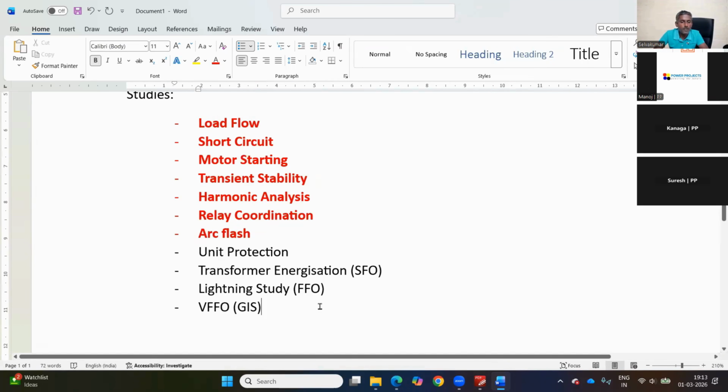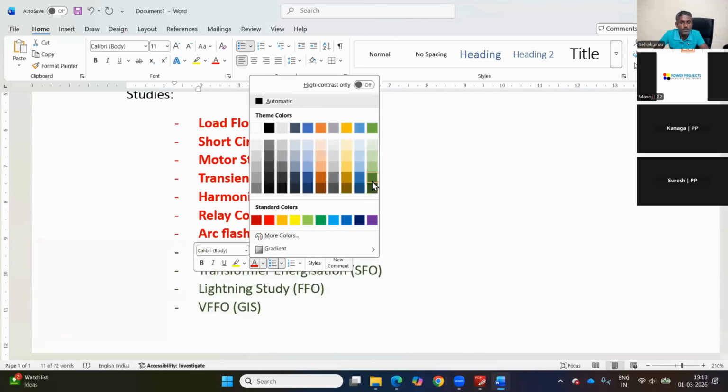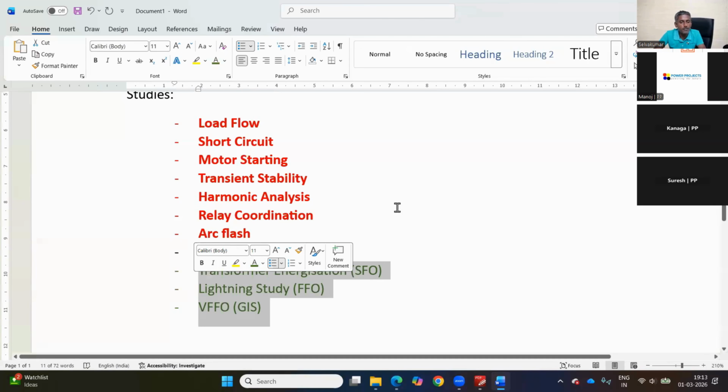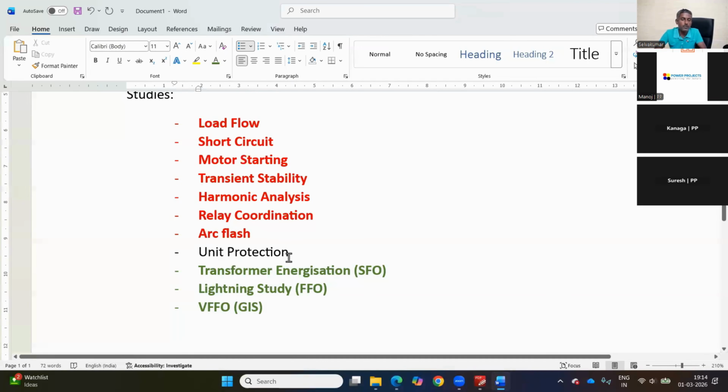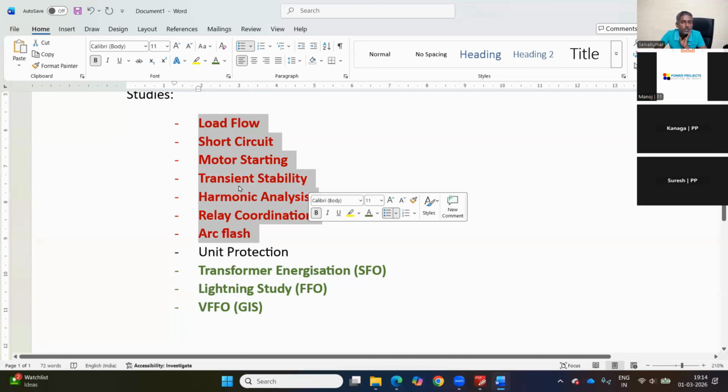Of course, for transformer energization and lightning studies, very fast front overvoltage, you have to go for software like PSCAD or EMTP-RV. And for unit protection, you can use manual calculations or you can think of some software like DIgSILENT PowerFactory. But out of the multiple studies which you need to perform, predominantly all the studies can be done using ETAP: load flow, short circuit, motor starting, transient stability, harmonics, relay coordination, arc flash.